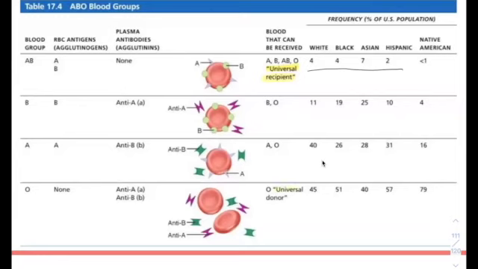O is that universal donor. You notice O is in every single category, so they can give blood to everybody. But they can only receive O blood type.